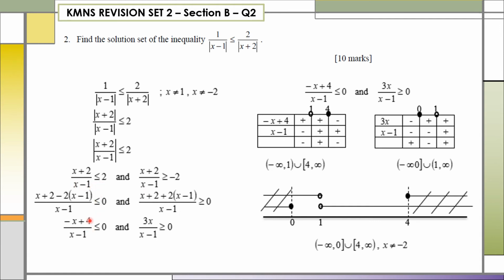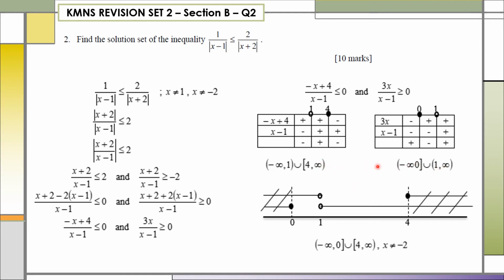And we have two inequalities that we can solve here. Okay, the first one, we will get negative x plus 4 over x minus 1 less than or equals to 0. And then I solve using the table of sign here and get the solution. The second inequality, 3x over x minus 1 more than or equals to 0. I solve using the table of sign and I get the solution.